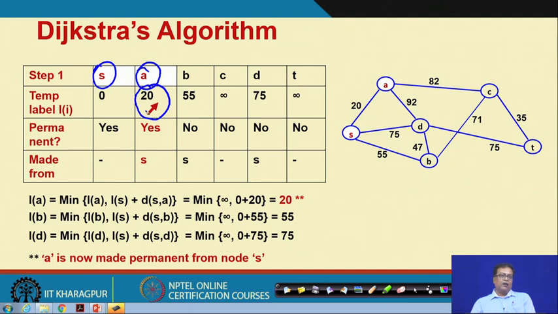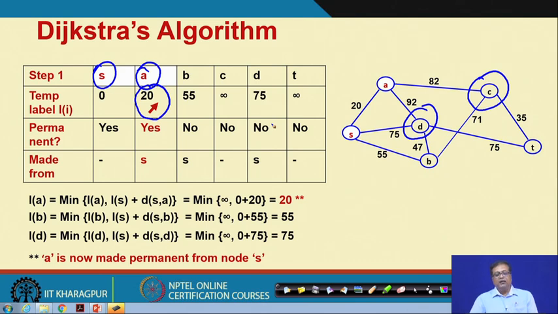Obviously, A, because A is the minimum value that we have got from S and we made it permanent. Then from A we find distances to which nodes? Look at this graph, there are two nodes, one is your C, another is your D, where you have some path. D value is already there, that is 75. The value of A is 20.